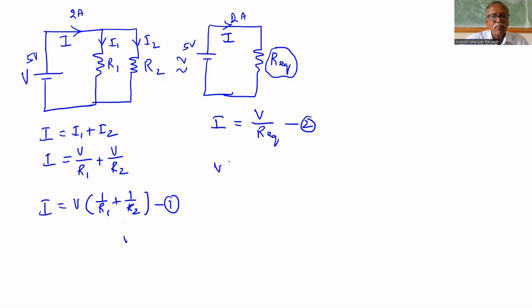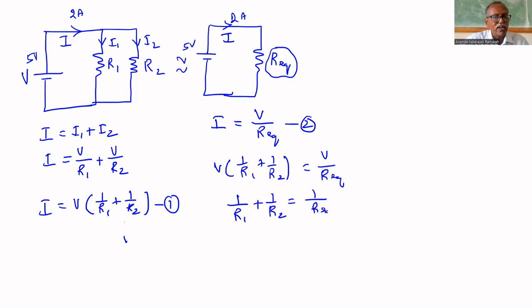Therefore, V multiplied by 1 by R1 plus 1 by R2 equal to V by R equivalent. V gets cancelled. Therefore, 1 by R1 plus 1 by R2 equal to 1 by R equivalent. If you want to find R equivalent, we have to take the inverse of R1 and R2, add, then find the inverse again in the calculator.